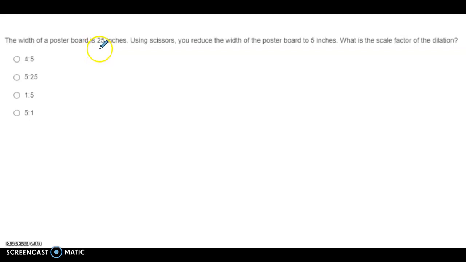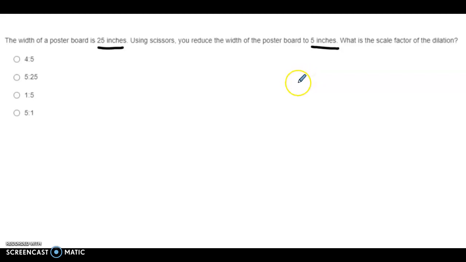The width of a poster board is 25 inches. Using scissors, you reduce the width of the poster board to 5 inches. What is the scale factor of the dilation? All right, so we know we're going to have to use the numbers 25 and 5. And here's what I like to think about before I even put them in place.